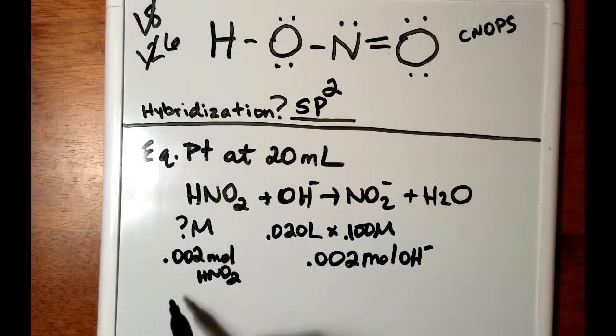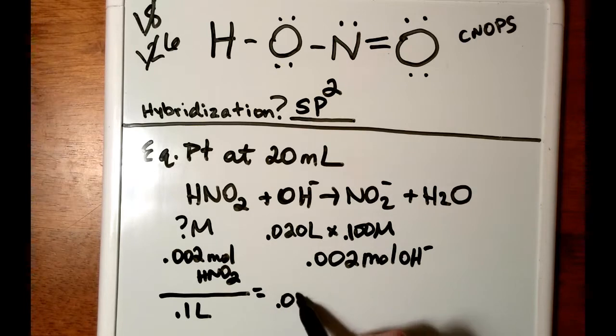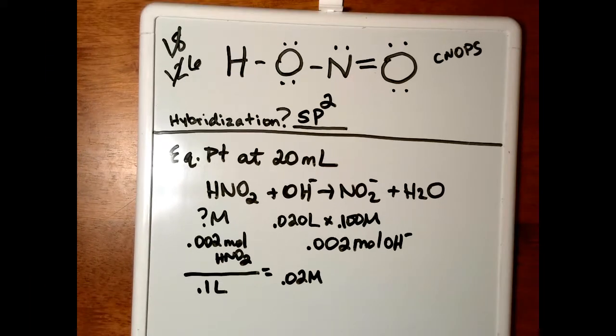And now for the molarity, we recall that it was 100 milliliters, so 0.1 liters. So we would get an answer of 0.02 molar for the concentration of our HNO2. And that whole thing was actually just a 1-point problem right there. You might guess that maybe there's another point in there somewhere, but that is actually just worth 1 point.